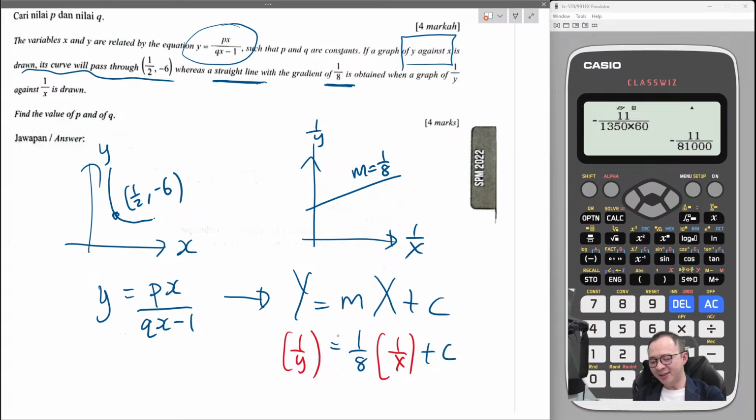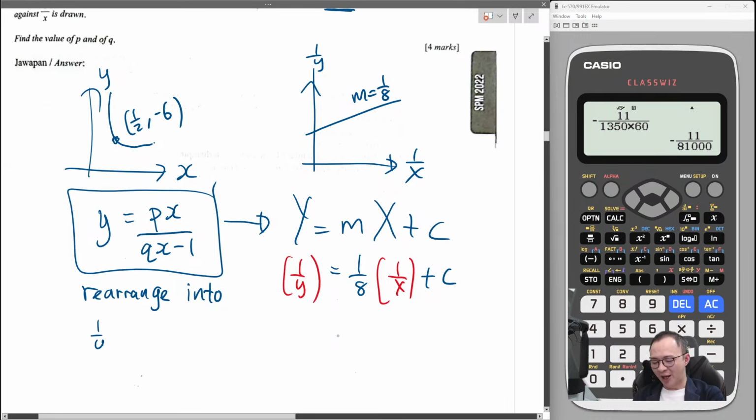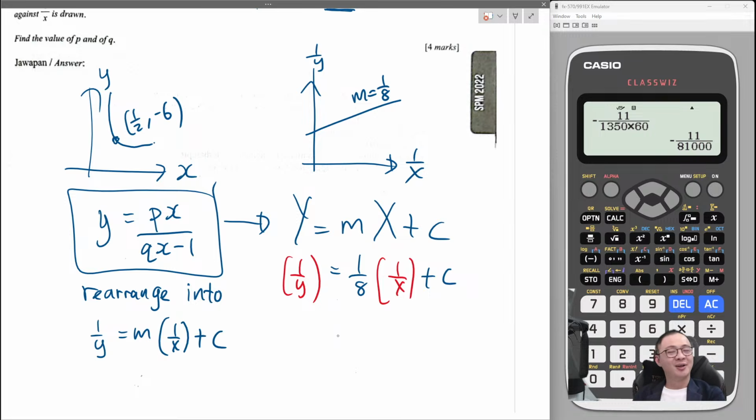So right now this equation transforms into the straight line, meaning this equation needs to be rearranged into this pattern. I want to rearrange into 1 over y equals m times 1 over x plus c. I don't care what algebra method you use. Now your objective is very clear. You want to get 1 over y, and somehow on the other side of your equation, you will have 1 over x.